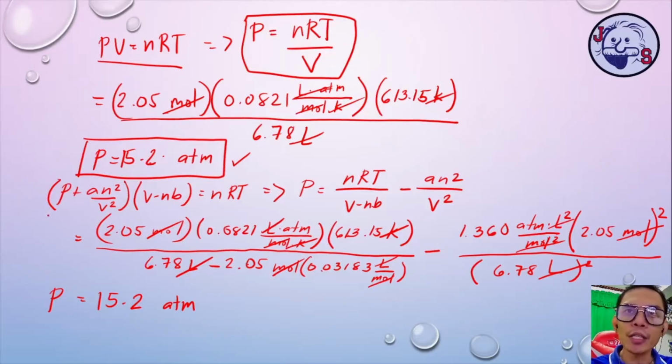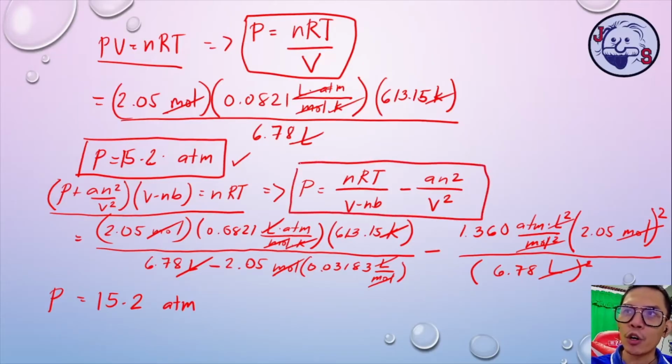Now, upon using the van der Waals equation, rearranging the formula gives us this particular equation. Using this equation, we will be able to compute the pressure using the van der Waals equation. We plug in all the necessary variables, especially the A and the B. So this is the A and this is the B over here.